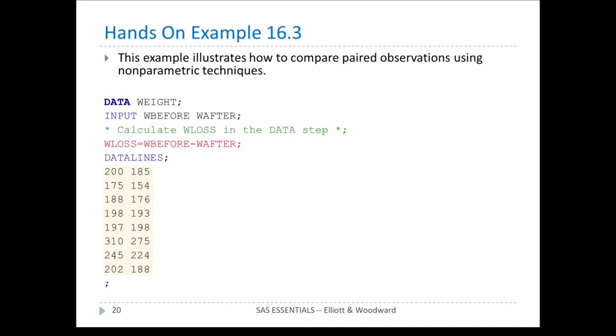So let's look at hands-on example 16.3. In this example, we're going to compare paired observations using a nonparametric technique. We have a data set called weight, and notice we're inputting W before and W after, so these are before and after weights. We're also calculating W loss. W loss is before weight minus after weight, so that gives us how much weight someone's lost. And that's going to be critical in terms of what we need to do the analysis.